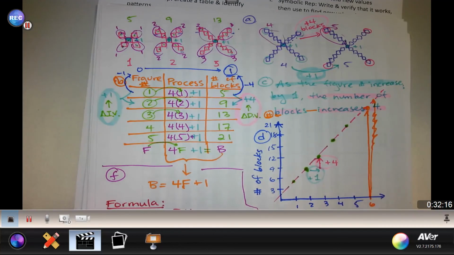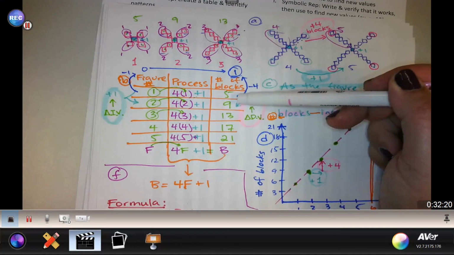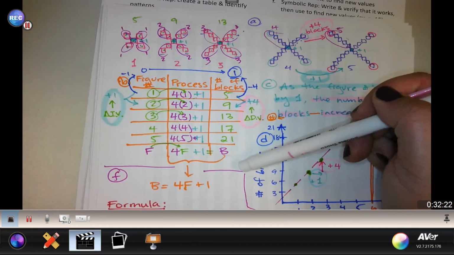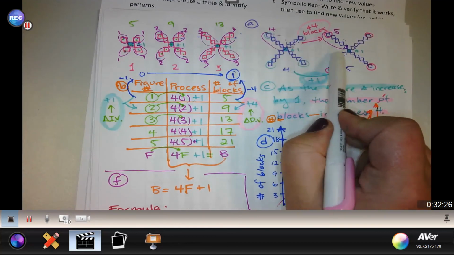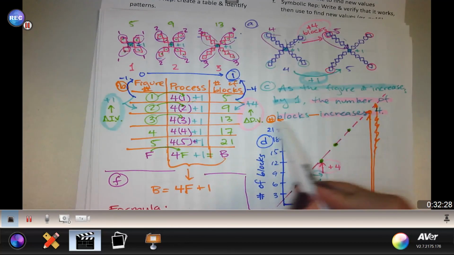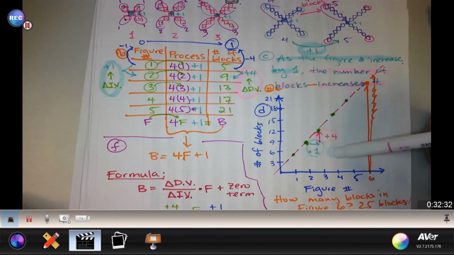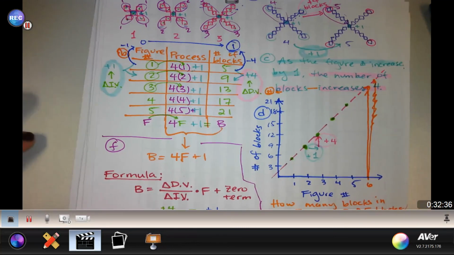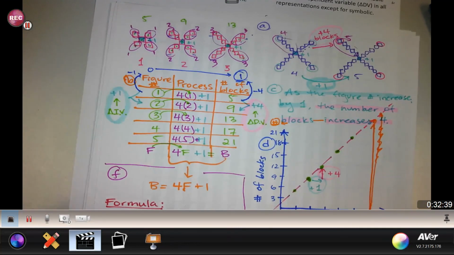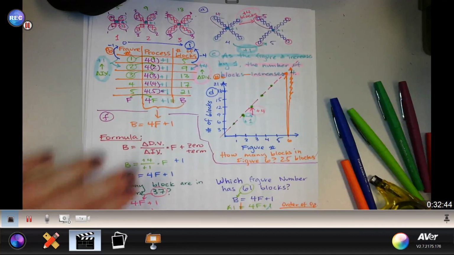Then the dependent variable is the change that's happening in the dependent column on the numerical. It's the amount of blocks that's changing in the concrete. Again, it's part of my sentence here for verbal. And then lastly, it's my vertical or up and down change on my graph. And there you have it. That is like the whole gamut of what you would be expected to be able to do.